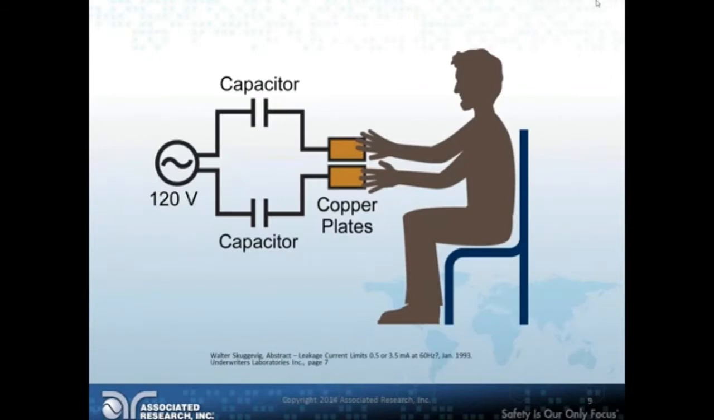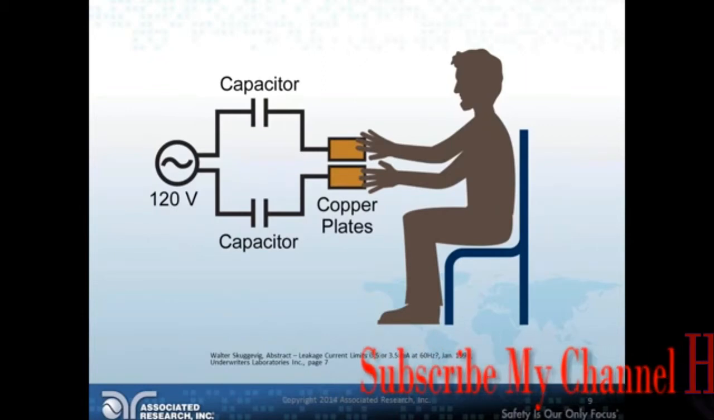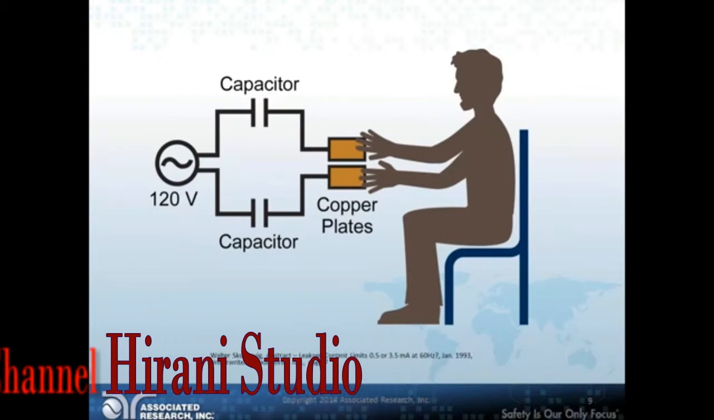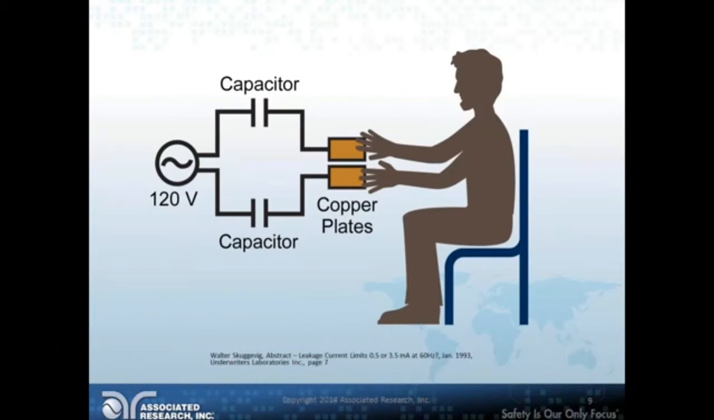Now, where did they get these numbers from? Well, this is an abstract from Underwriters Laboratories, and it was written a while back, but they did a study where they basically had volunteers, believe it or not, people volunteered to do this, where they'd put their hands on opposite copper plates, and then they would store a charge in some caps, and they'd release the charge, and they would see how people would react to these shocks. And that's how they kind of got some of these numbers at 60 hertz.